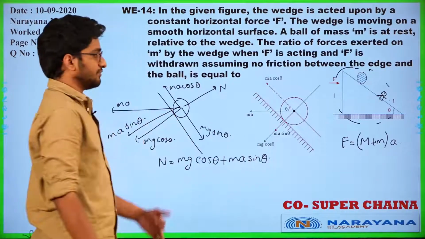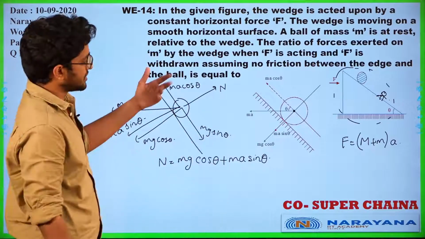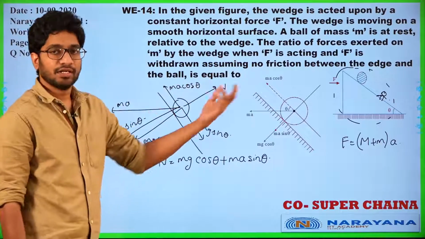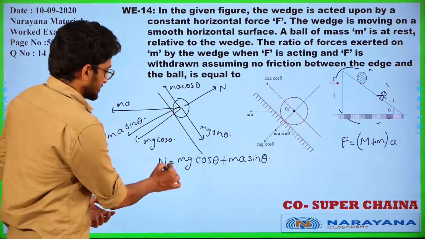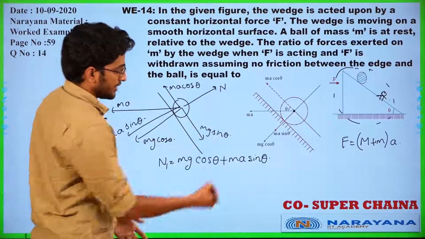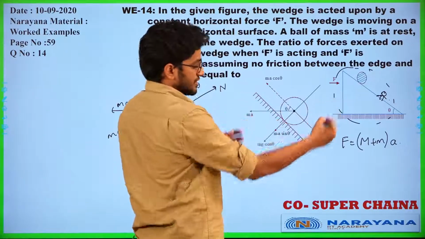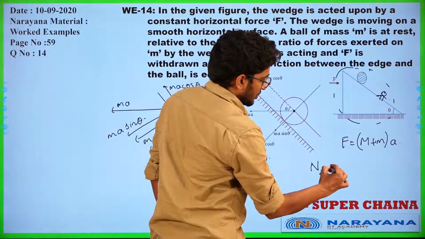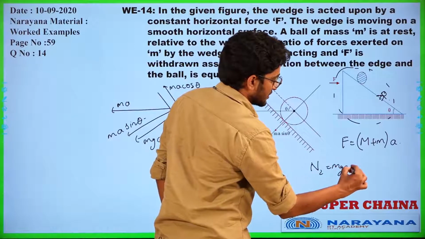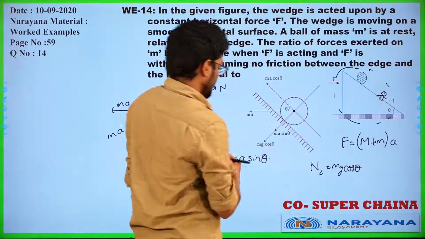This is the normal when the force F is acting, and if the force F is not acting and it is at rest, we say just N is mg cos theta. So in the first case, this is the normal. In the second case, when there is no force and it is still at rest, the normal is just mg cos theta. We need the ratio of them.